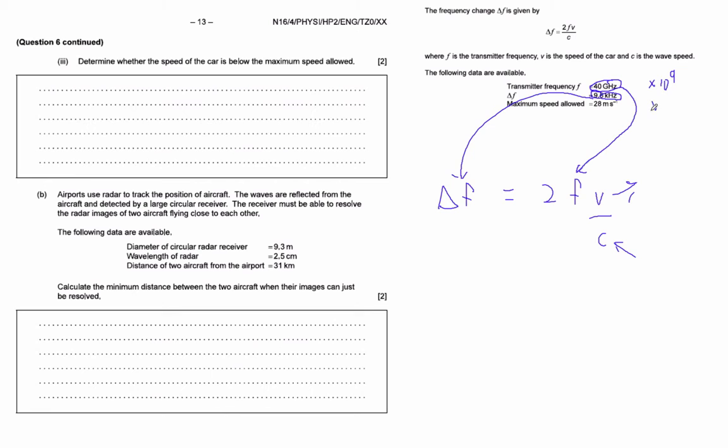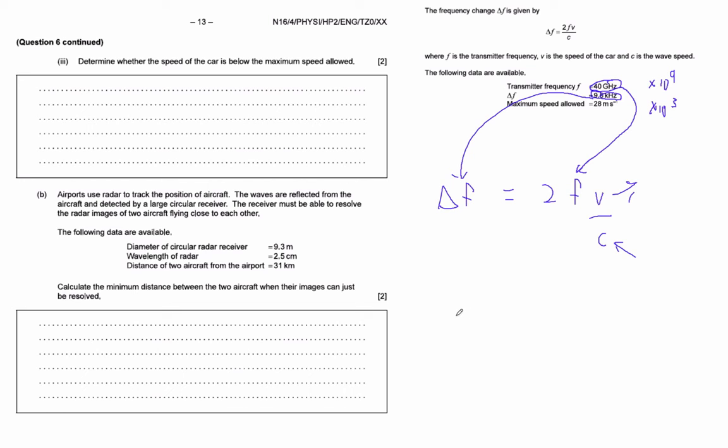Kilo is times 10 to the third, okay? So just be careful of that. Maximum speed allowed is that, right? So you'll calculate it and you'll figure out what their speed is. Just plug the numbers in, right? Okay. And then the next part here says airports use radar.